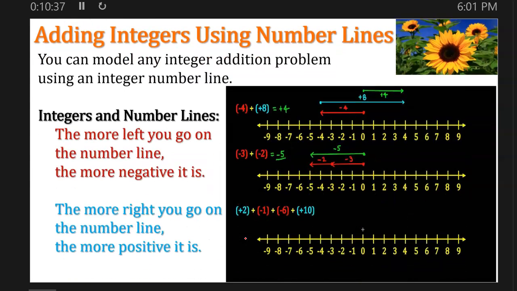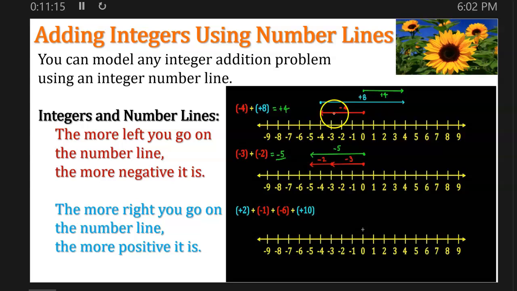Okay, here is adding integers using a number line. You can model any integer problem using an integer number line. I'm going to show you how this works. The more left you go on the number line, the more negative it is, and the more right you go on the number line, the more positive it is. So right here, we always start at the 0, right in the middle, and our first number is negative 4. So we move from the 0 to the -4. That's the first thing we need to do. And then once we're here, we add the +8. So now that we're at the -4, we're going to start here and move 8 spaces in the positive direction.